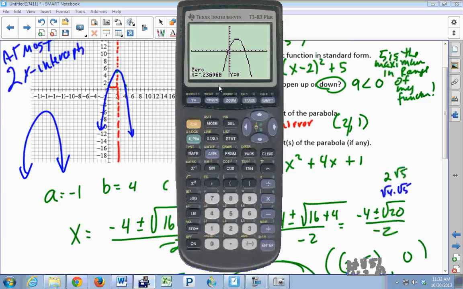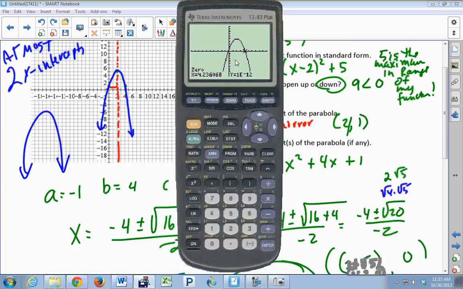That's the estimate. Then to get your other 0, you have to hit second calc again. You go down to 0, and you play the same game. You take a number that's to the left of this x-intercept, but doesn't go across here. So 1, 2, or 3, you have a choice. I'm going to pick 2. And then you take a number to the right. So I'm going to pick 7. And then I hit enter again, and there's my 4.236068, or 2 plus the square root of 5.